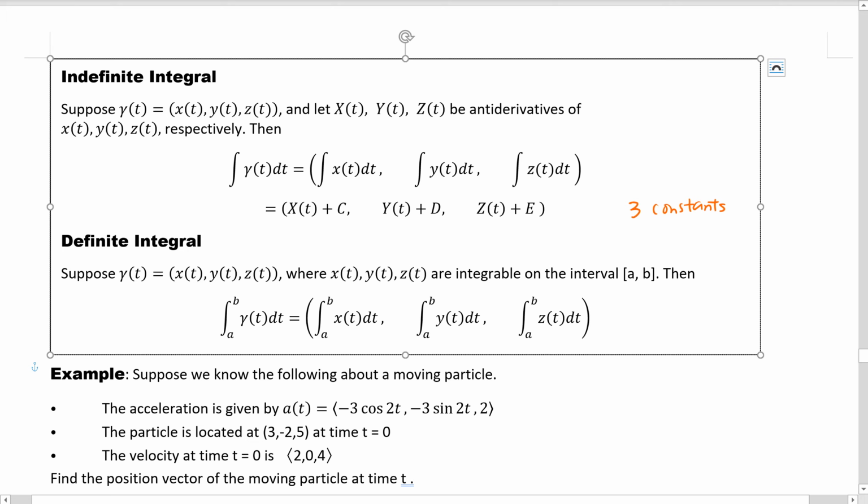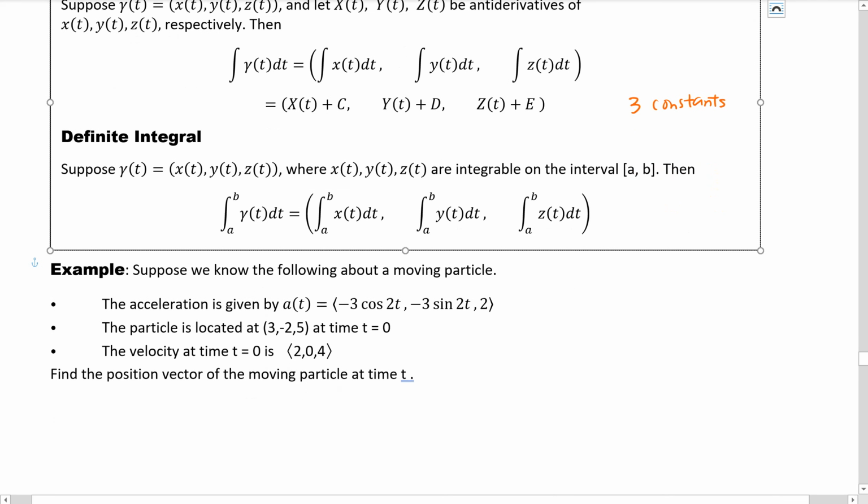Suppose the vector valued function gamma of t equals x of t, y of t, z of t, and all the coordinate functions are integrable on the interval a to b. Then we just integrate each coordinate respectively, and then evaluate from a to b. Which means we find the antiderivative, we plug in b, and subtract the antiderivative with a plugged in.